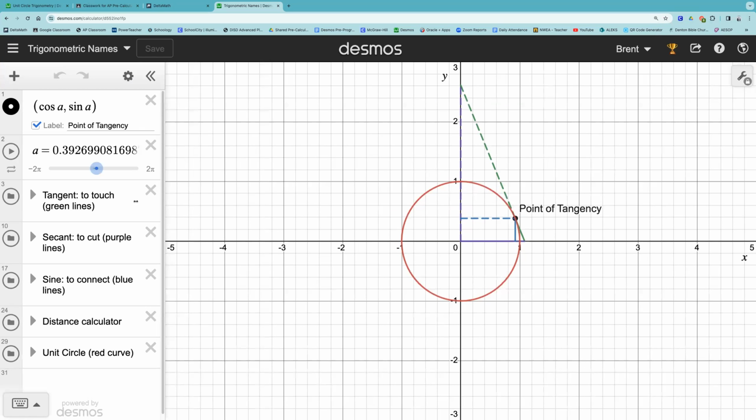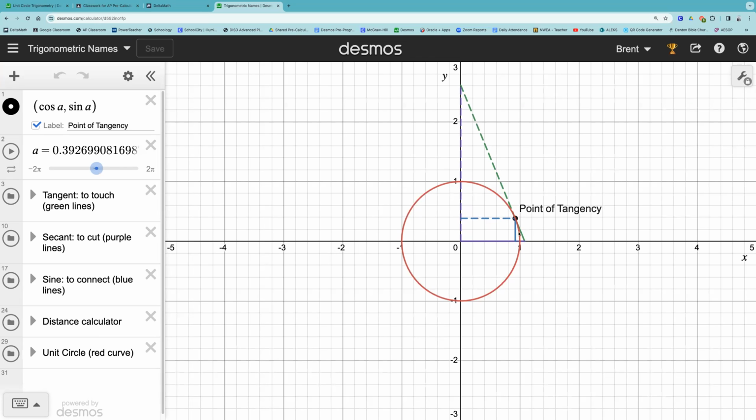Not working like I thought it would. The only point I want you to focus on is this point of tangency. That's the only one. Remember from unit 1, we said a tangent line is a line that only touches a curve how many times? Once. So this green line right here is a tangent line from unit 1 because it only touches the circle one time.